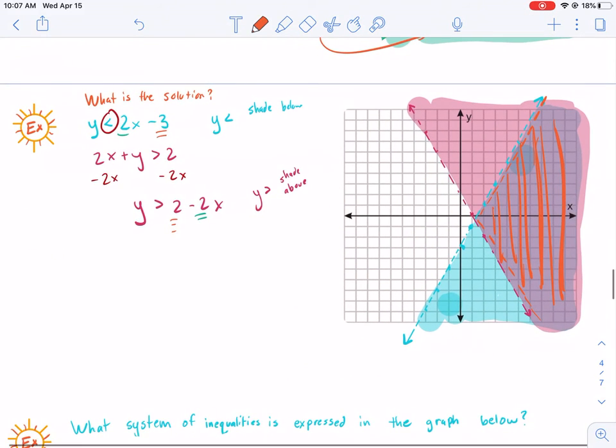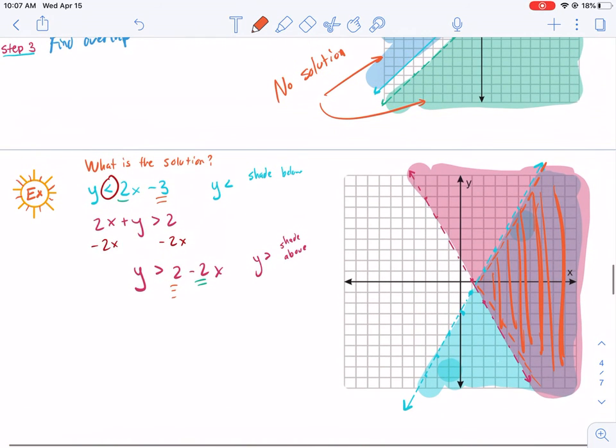So you have to graph solutions for inequalities. Otherwise, if you try to list all the solutions, it's an infinite list. So you have to graph them. That's why graphing is useful.